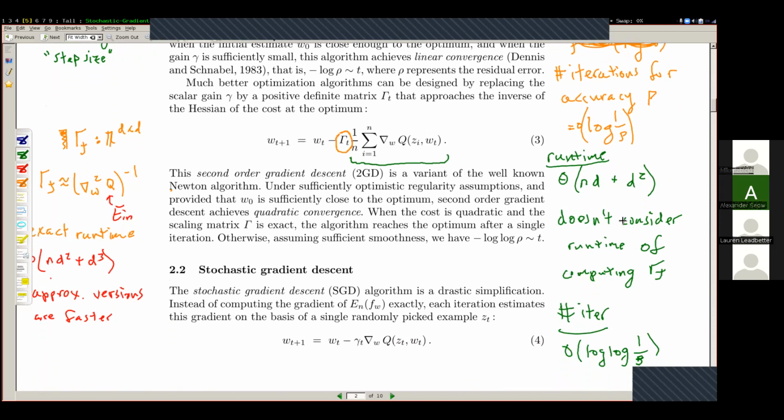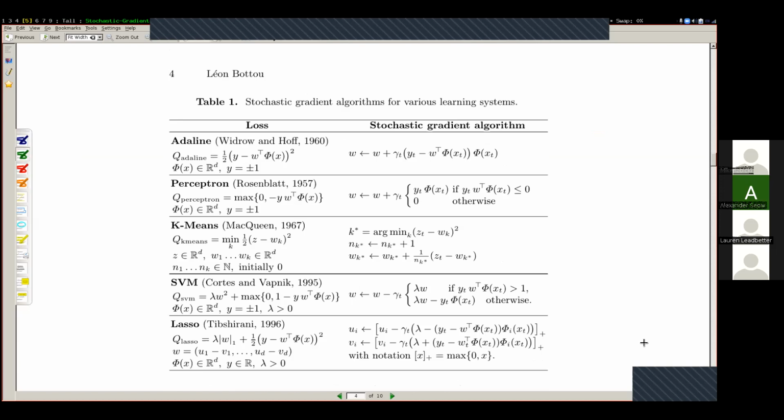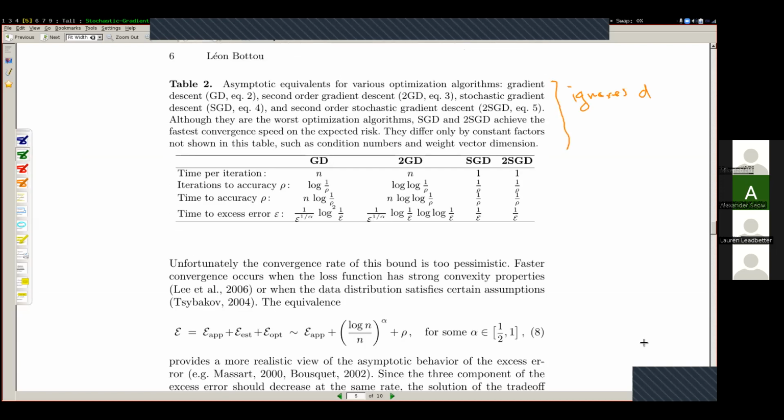Any questions about, yes? Sorry, this number of iterations, that's log 1 over rho, and that's also in this table 2 right here, iterations to accuracy rho, log 1 over rho right here.